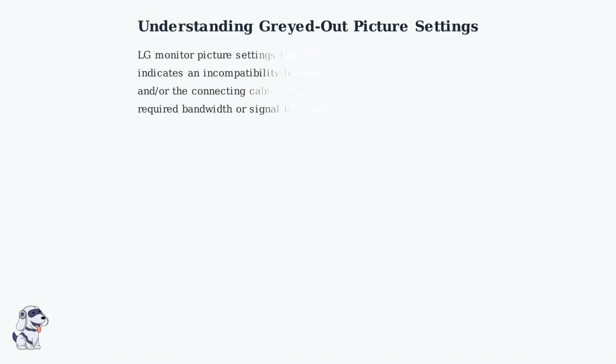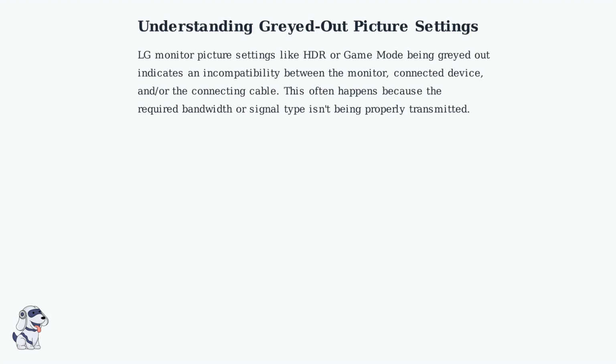LG monitor picture settings like HDR or game mode being grayed out indicates an incompatibility between the monitor, the connected device, and/or the connecting cable. This often happens because the required bandwidth or signal type isn't being properly transmitted.